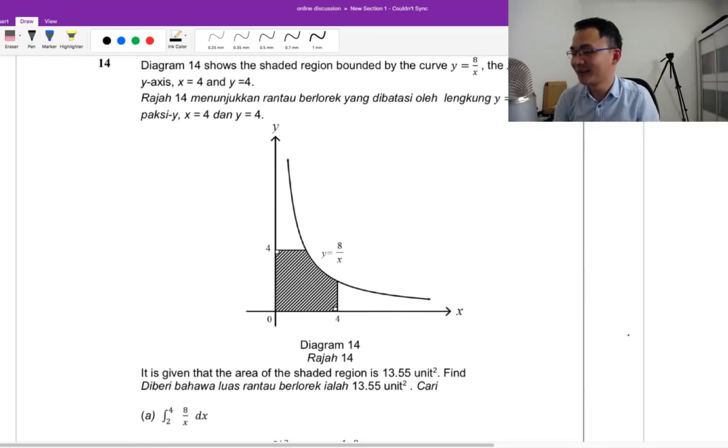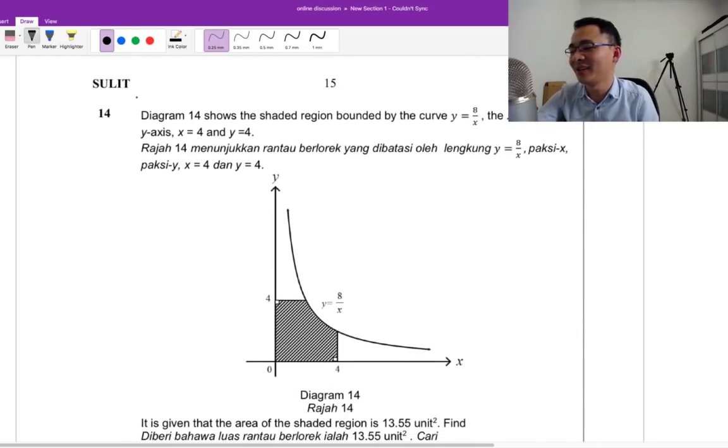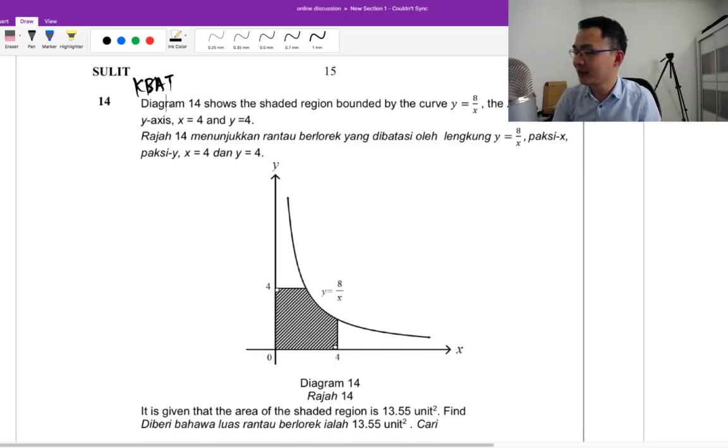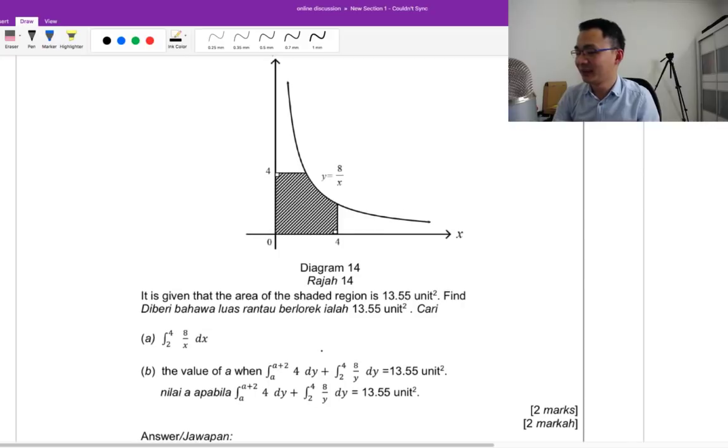Okay, this one I would say is really hard. Not to say really hard, I mean you will need to be able to see this question, then you can understand it. So this is the curve y equals 8 over x, and then the x-axis and y-axis, which is 4 and 4. You have everything here, and this question is just 2 marks, and then you have a and b to solve. So basically each of it will give you 1 mark.